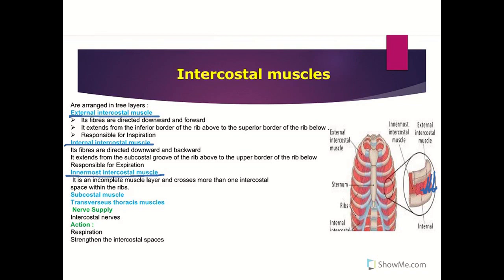The second layer is the internal intercostal. The direction of the muscle fibers are in the opposite way, so they are directed downward and backward, like this. This is the internal intercostal. And the innermost intercostal is the inner layer of the muscles, and sometimes it crosses more than one intercostal space, and all these muscles allow respiration to happen, and they are all innervated by intercostal nerve.